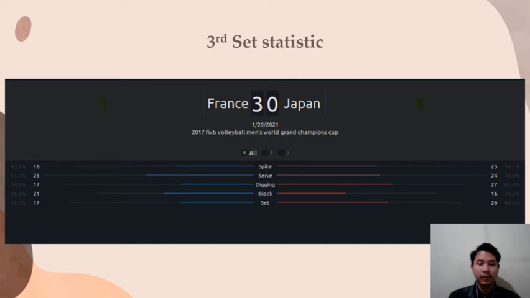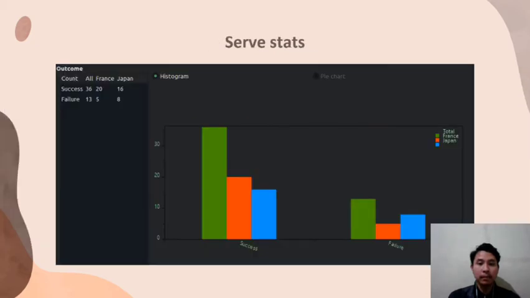So, this is the overall view that includes the 5 indicators. So we go to the first one, which is serve.